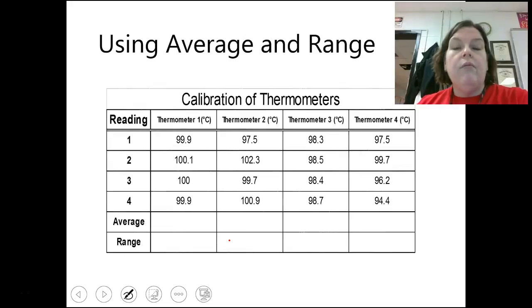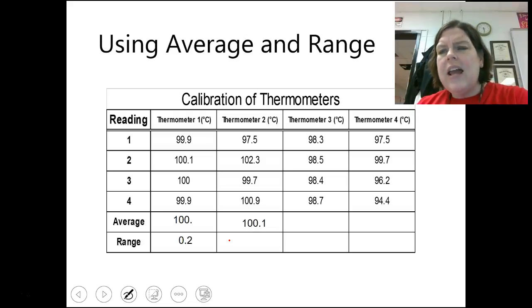We have 4 thermometers. We see, okay, we can add all that up. We get 100.0. Why do I put the 0.0? Because those zeros are significant. I have significance all over there. The range, the highest was 100.1, the lowest was 99.9, so that's a range of 0.2. In the second thermometer, all I'm doing to get the average is adding them all together and dividing by 4 because there are 4 readings. The biggest one was 200.3, the smallest one was 97.5. We have a difference of 4.8.